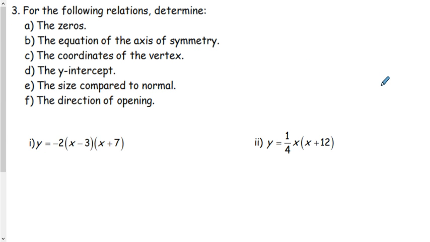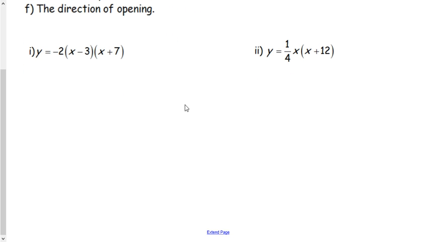For the following relations, determine the zeros, the equation of the axis of symmetry, the coordinates of the vertex, the y-intercept, the size compared to normal, is it stretched or squished, and the direction of opening, up or down. Okay, so let's have a look. Well, that's a lot of stuff to get through. So let's have a look at our first one.